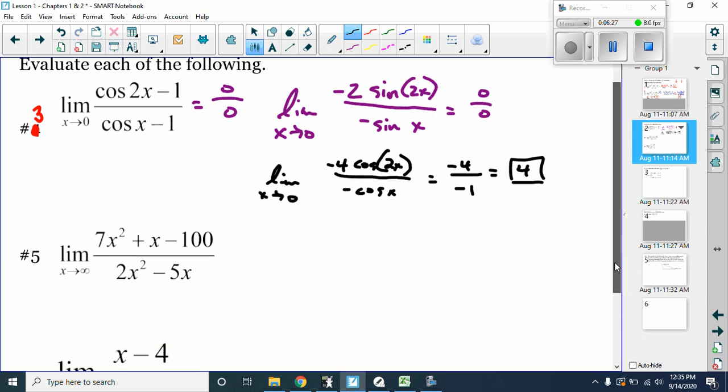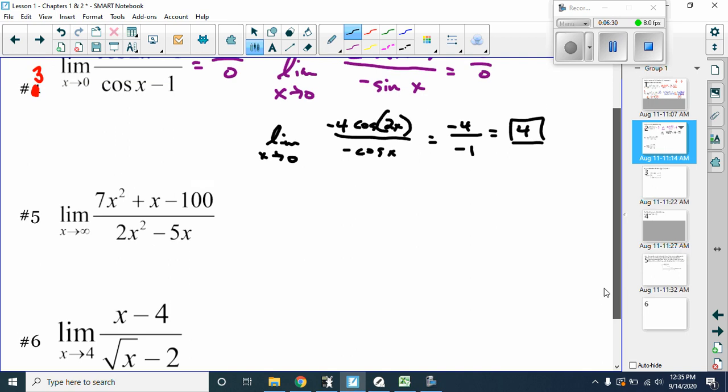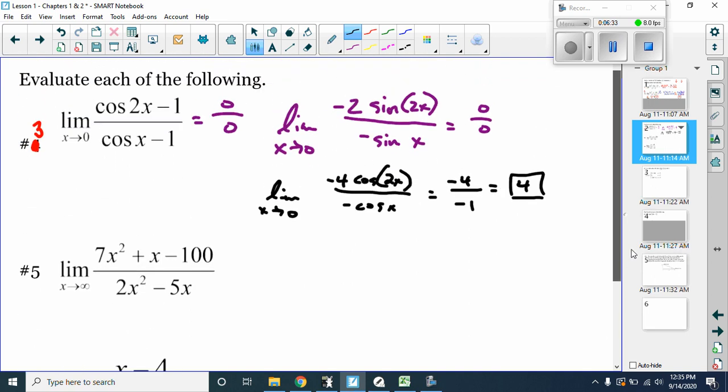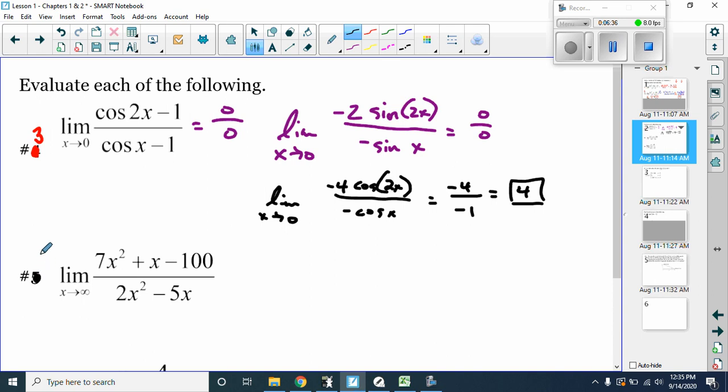And number 4, the last of the, oh, I thought it was the last of the limits. One more after this. Number 4, find the limit as x goes to infinity of (7x squared plus x minus 100) over (2x squared minus 5x). The easiest way to do this one, well, always plug in infinity first. Infinity squared on top, infinity squared on the bottom. Infinity over infinity is also indeterminate form.